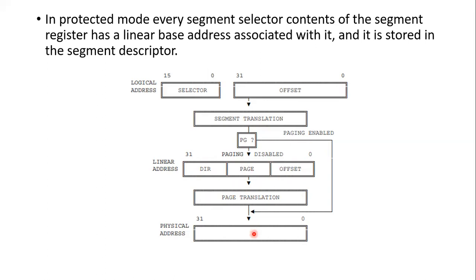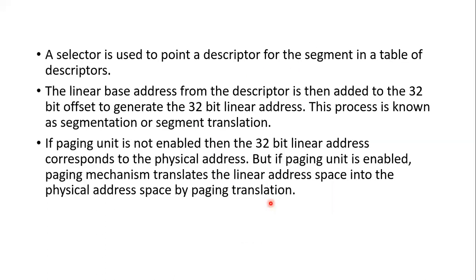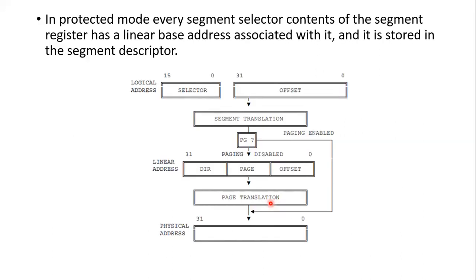Now what points are written over here? Just these points are written over here. I will just read, and you check according to the figure. Selector. This is nothing but a selector. Again I'll repeat, it consists of a logical address. The selector is used to point to a descriptor. Okay, there is a descriptor over here. The selector will point to a descriptor for the segment in a table of descriptors.